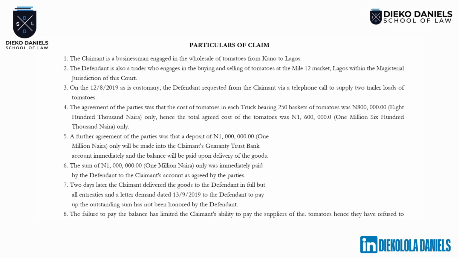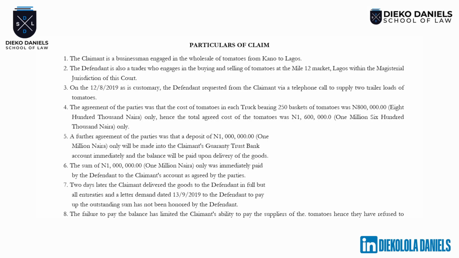So you can see, we started from, there was a call by the defendant that said that we should give him tomato. Then this was the amount of tomato that he ordered. Now, a further agreement of the party was that there was a deposit of what? 1 million naira only, which will be paid to the claimant's account immediately, and the balance will be paid upon delivery of goods. You see that for the agreement, what does it state? That there is going to be a what? A deposit. Do you see? I want you to just be like a judge. Look at how we are flowing sequentially, right, in terms of the particulars of claim.